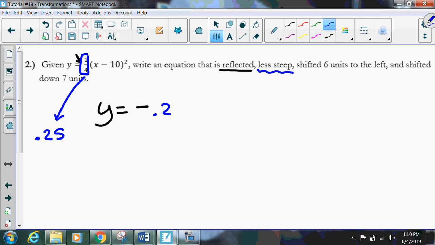We don't want to go into the negatives, well, because our negative is already there, right? That's already part of our reflection piece. All right, so we're going to do the 0.2, and we're done with the less steep.